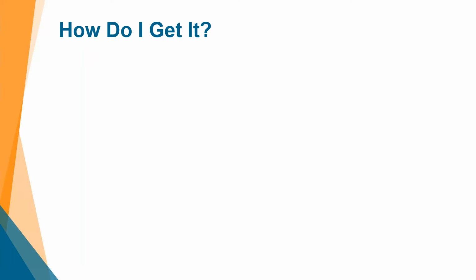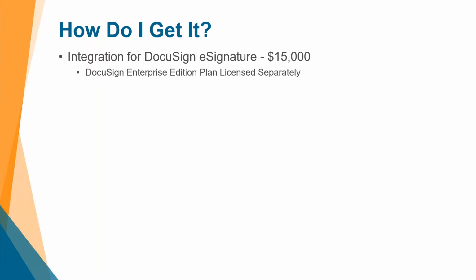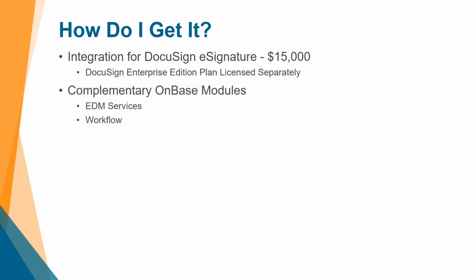So how do you get it? The integration for DocuSign eSignature OnBase license is a $15,000 retail license. As I mentioned at the beginning of this presentation, that does require that you separately license a DocuSign Enterprise Edition plan. I do not know the licensing costs for those DocuSign pieces, but again, you could talk with DocuSign directly pertaining to that. But you need both of these to make that whole integration work properly. There are some separate OnBase modules that are very complementary to this. Think you could have that revision control that I talked about before.